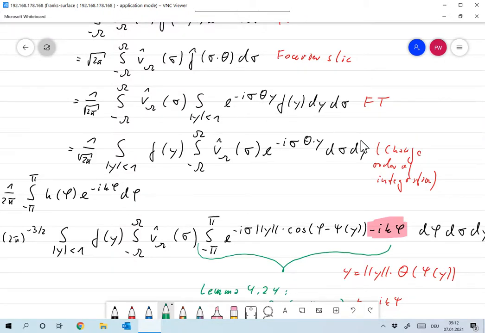And now I exchange the order of integration, exactly the same thing as before. Just take this integral to the front, then we have the integral of f of y, integral minus omega to omega, v omega hat of sigma, e to the minus i sigma theta times y, d sigma dy.